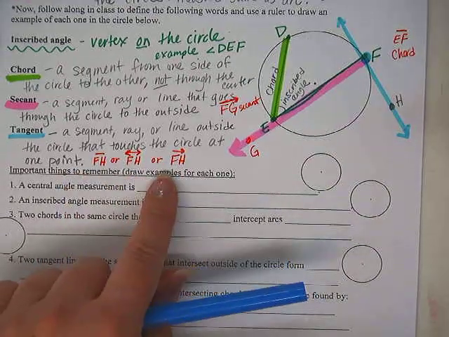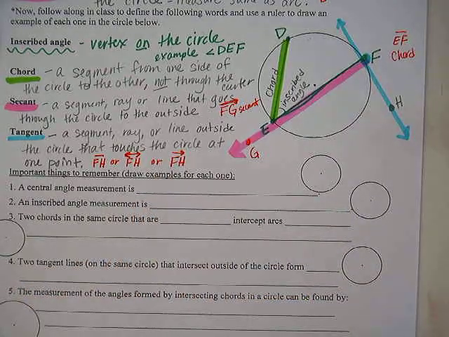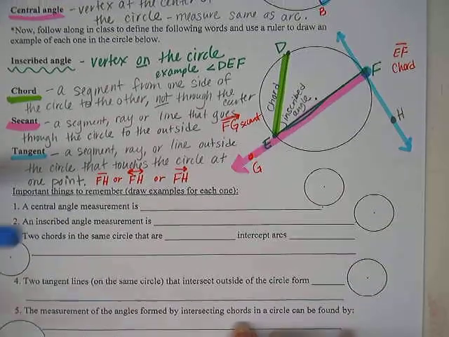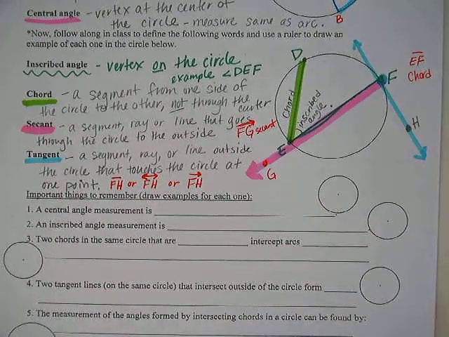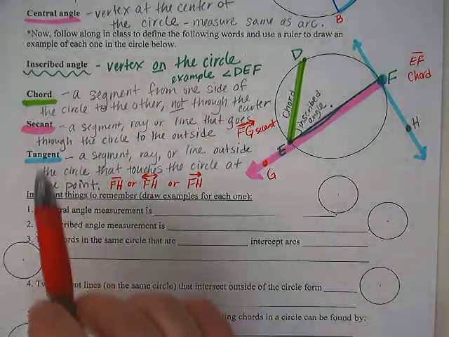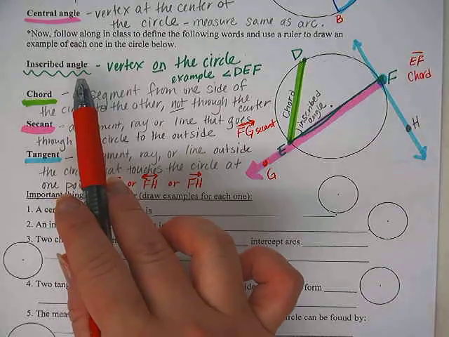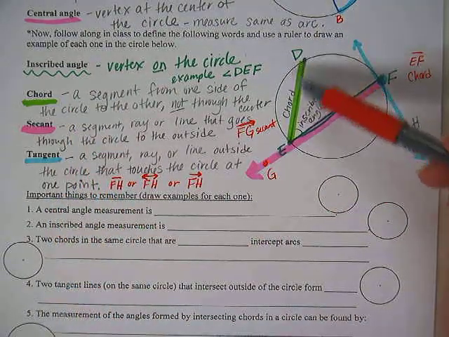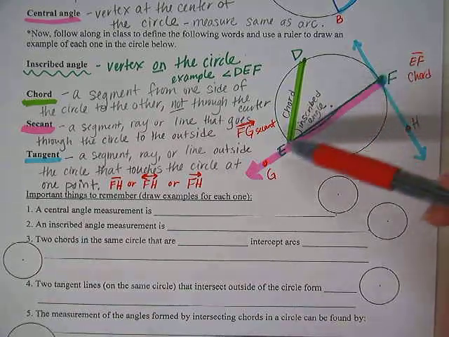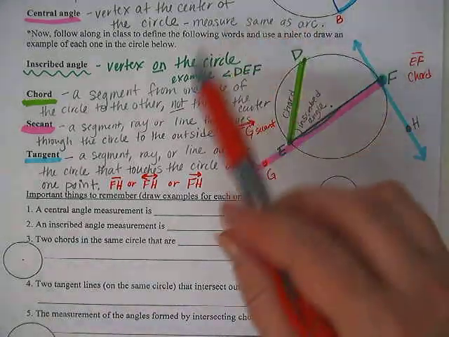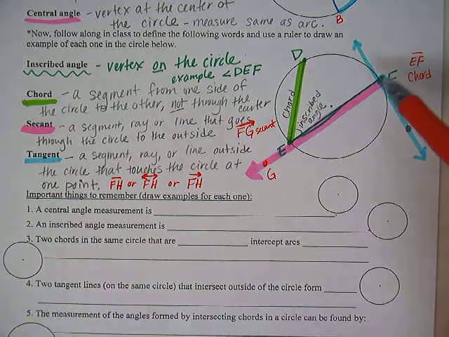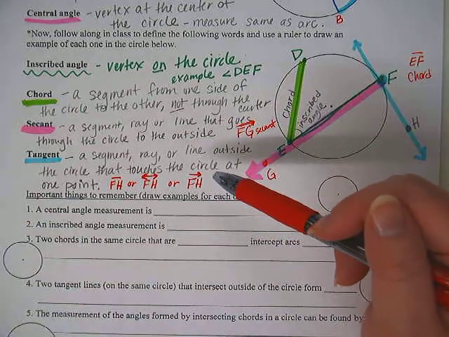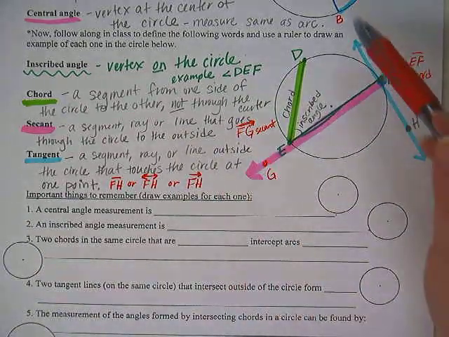Or what if we just called it ray FH? Ray FH would mean that it starts at F and goes toward H forever, but that's still a tangent because it still just touches the circle at point F. Do you guys understand how a tangent can be any of those three things and how to label them? I don't know if you remember that clear back from the beginning of the year when we learned about points, lines, and planes, and rays, and that type of stuff. Okay? Any question on what these three words mean?